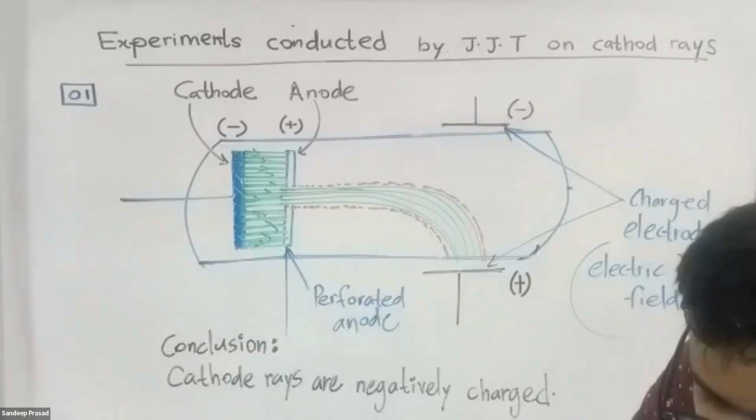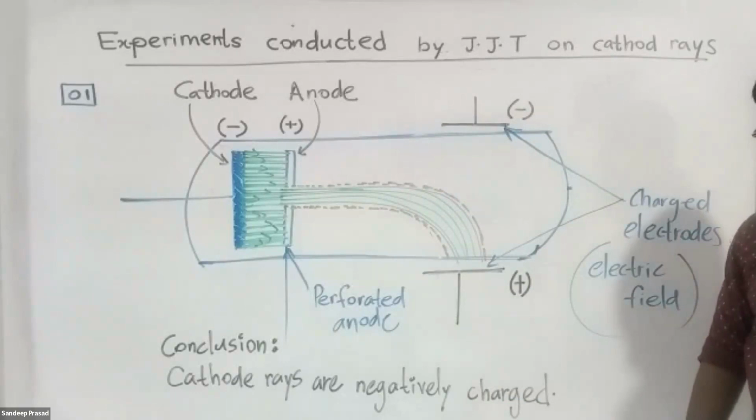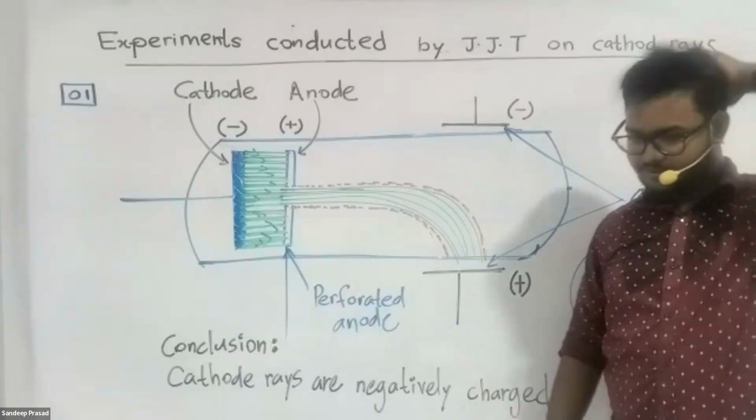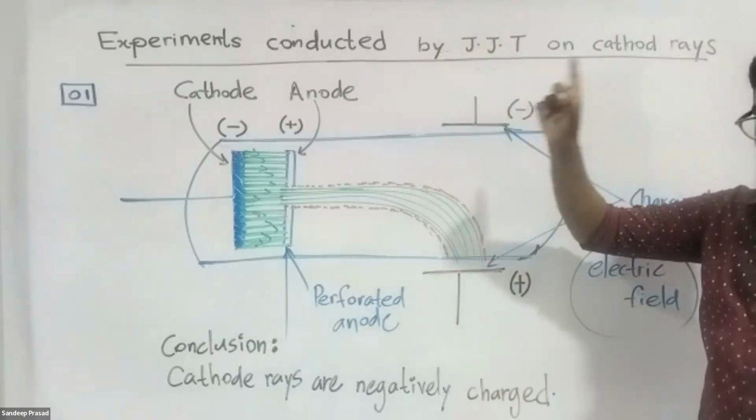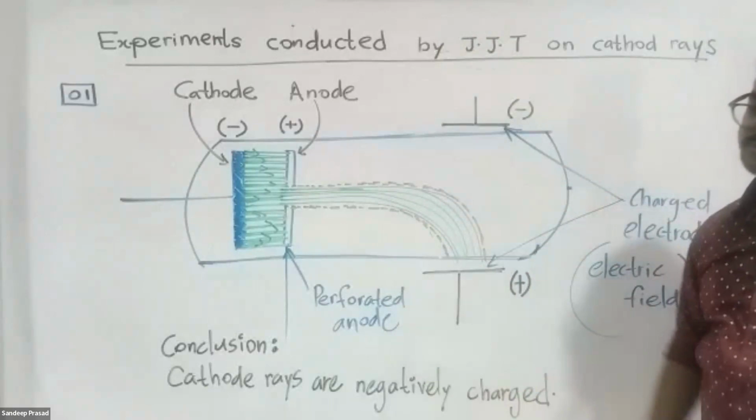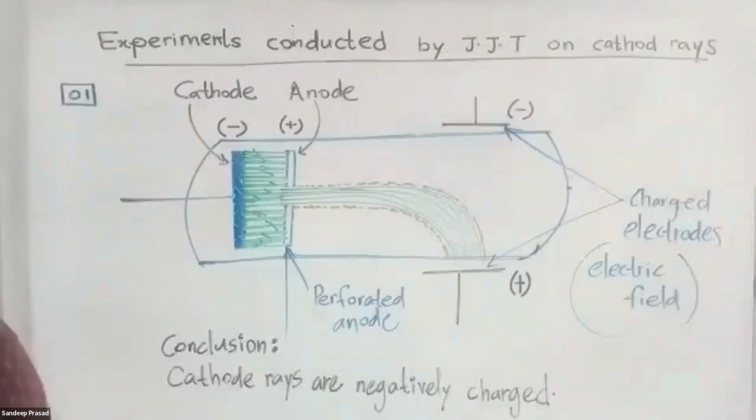No, not yet. They have not yet discovered that these are electrons. Don't be hurried. Let's see. First of all, write down experiment number one. Draw this diagram using a red pen. Write down the conclusion using a red pen. Quickly.